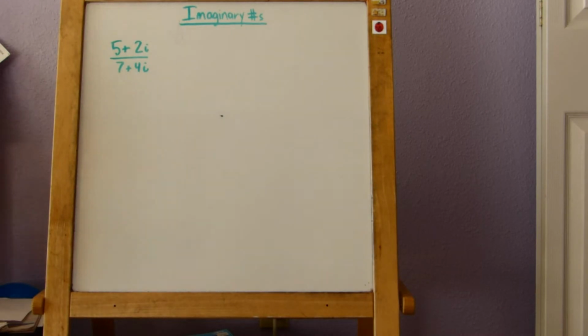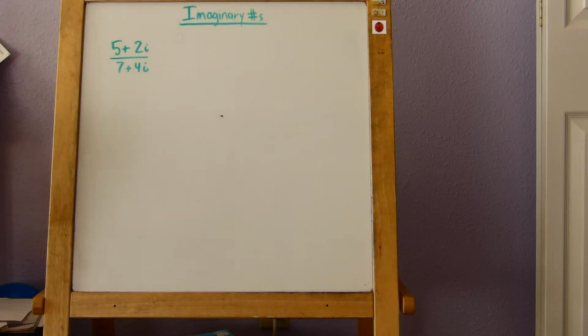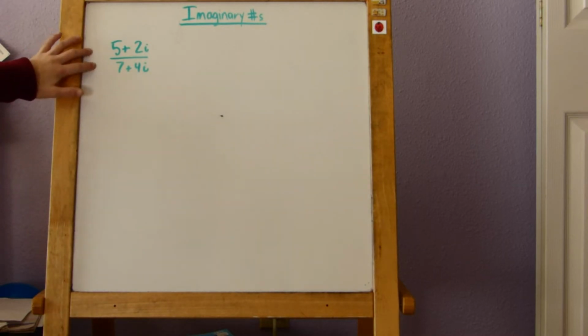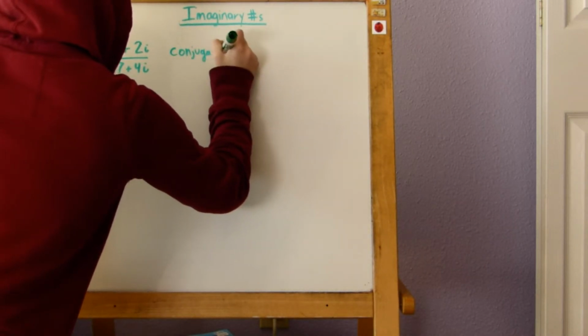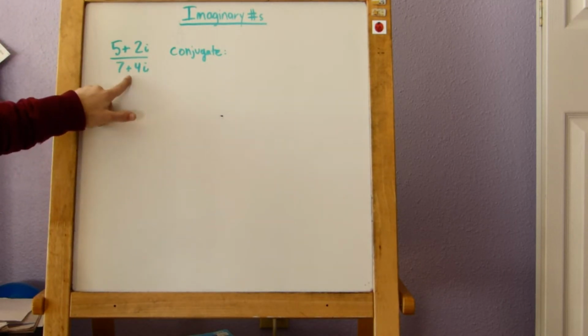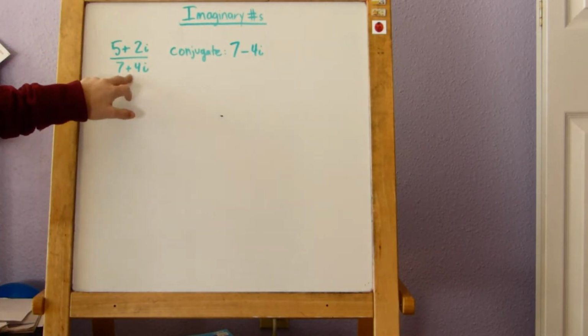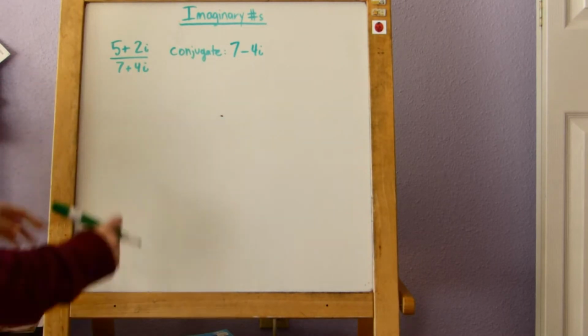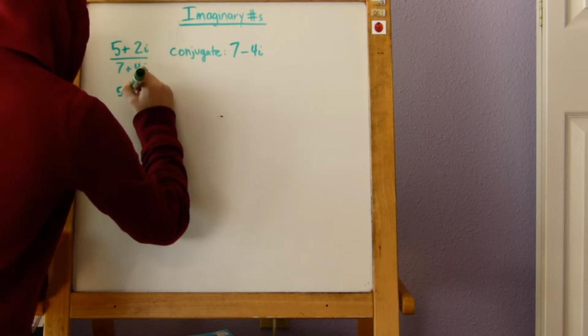Okay, so now let's solve this problem. This problem is asking us to divide the two following complex numbers. So the way to do this is that you find the conjugate of the bottom number and then you multiply both sides by it. So a conjugate is just going to be this, but with the signs flipped. So like this is positive, so it's going to be 7 minus 4i. If this were to be negative, the conjugate would be 7 plus 4i. So we multiply both sides by 7 minus 4i.